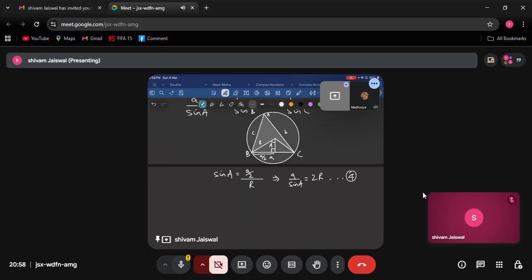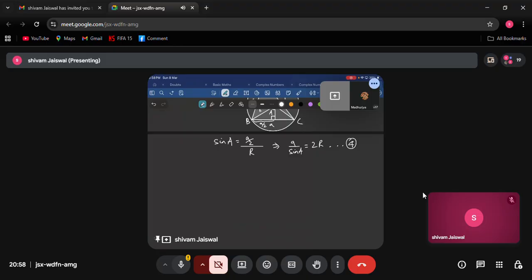So hence we can say a is equal to 2R sine A, b is equal to 2R sine B, and c is equal to 2R sine C. These will be used frequently, so remember it. a is equal to 2R sine A, b is equal to 2R sine B, c is equal to 2R sine C.